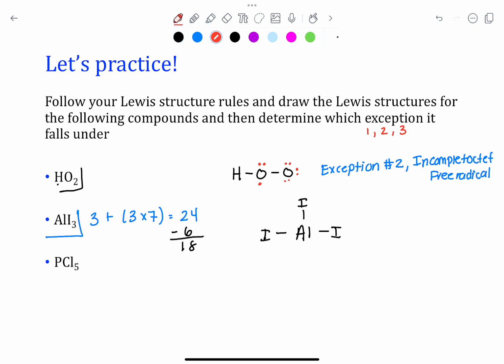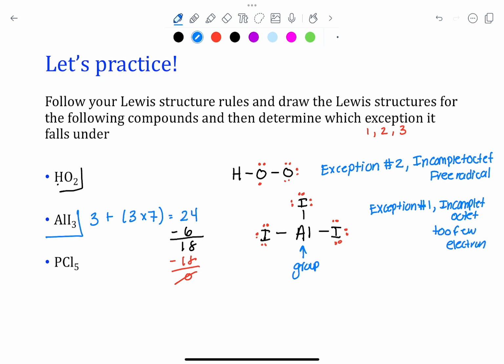I'm going to use those to complete my octets of my iodine. So I used up all 18. I have no electrons left, and because aluminum is in group 3, it is fine with exception number 1, an incomplete octet, with too few electrons. I just don't have enough electrons.